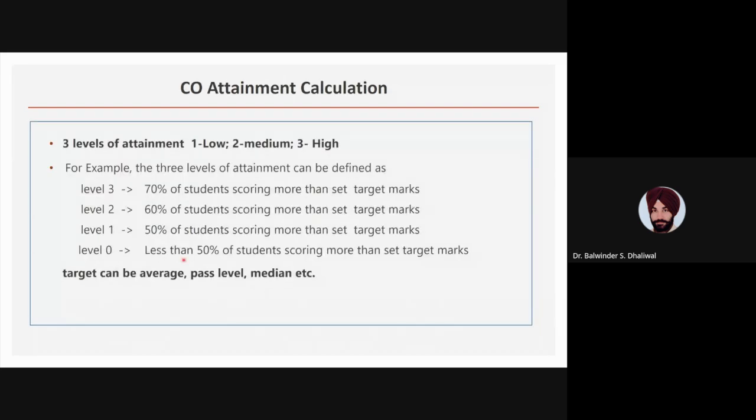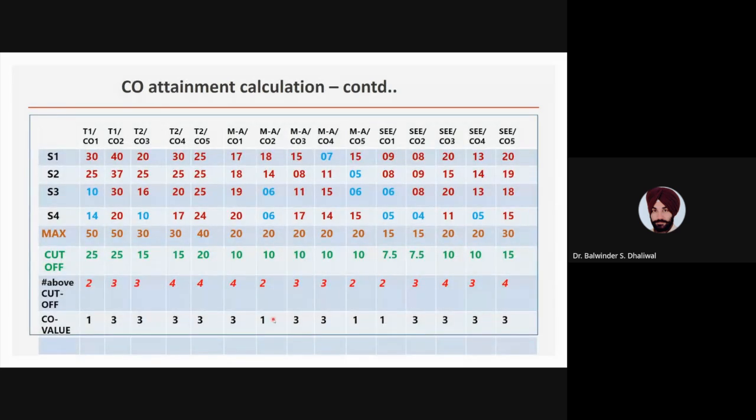Again, we'll refer to this slide. 50% of students are scoring more than target marks or above cutoff, so that means attainment is level 1. That's why we have written level 1. Okay. Any question up to this point? Because I will be using these values in the next slide.